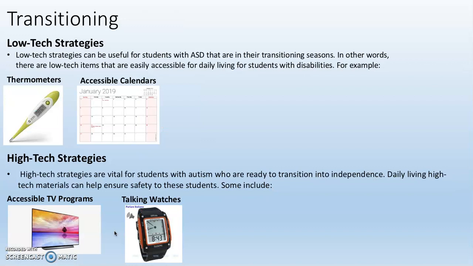So then our transitioning, we have low tech strategies for our students to gain transitioning skills. Low tech strategies can be useful for students with ASD that are in their transitioning seasons. In other words, there are low tech items that are easily accessible for daily living for students with disabilities. For example, a thermometer. A lot of our students can get sick easily, and just having that on them, just to show them, okay, look, I got one student that swears he's sick all the time. So we have that thermometer, we show it to him, and then he just needs to see that he's not, and then it's accessible for him right there at all times.